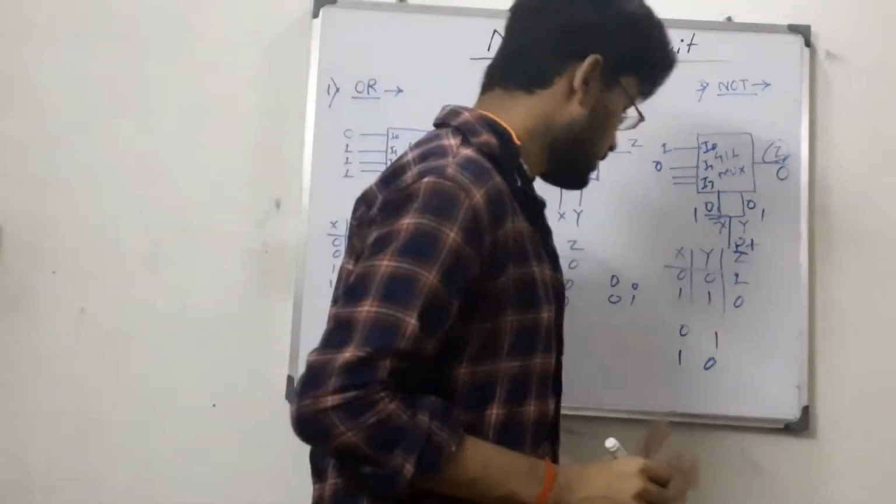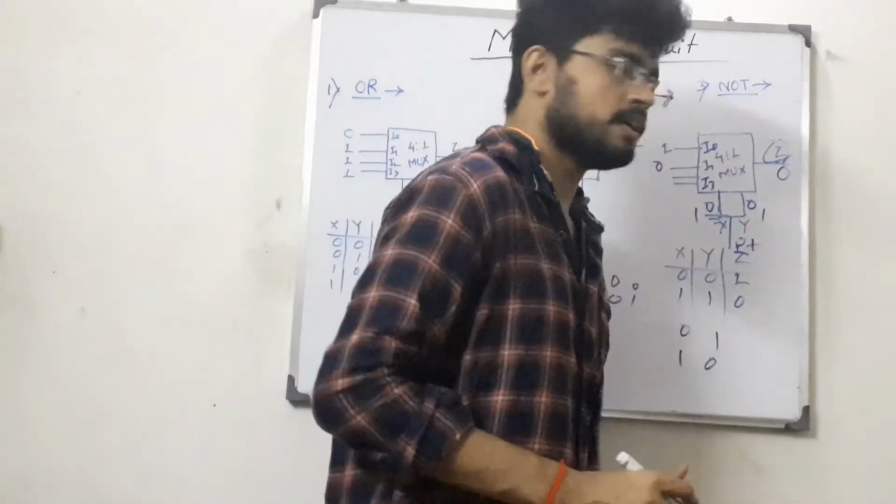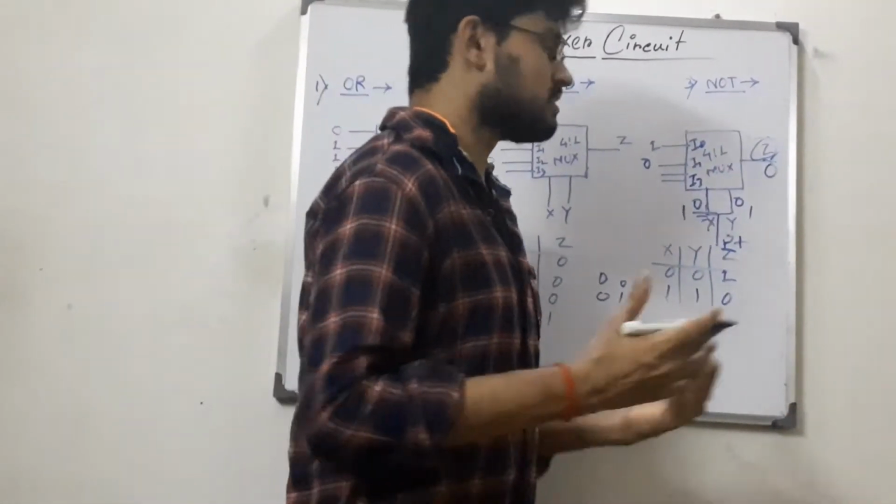For 0 1, if we give 0 1, the I1 is active, then we get output as 0. If we give 1, output is 0. So this is the whole properties of NOT gate.